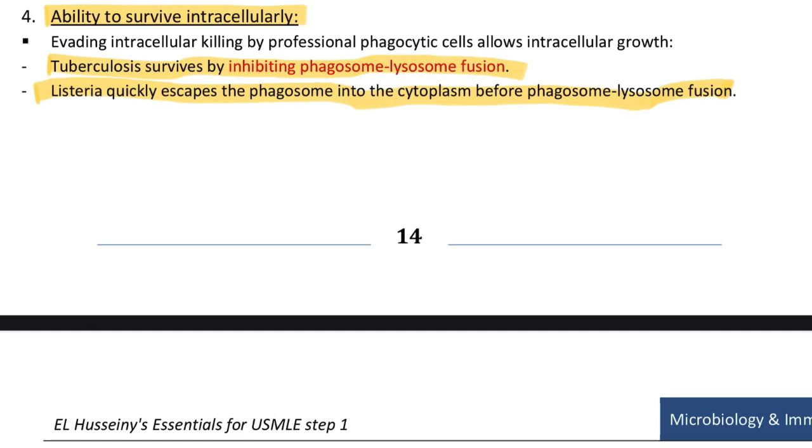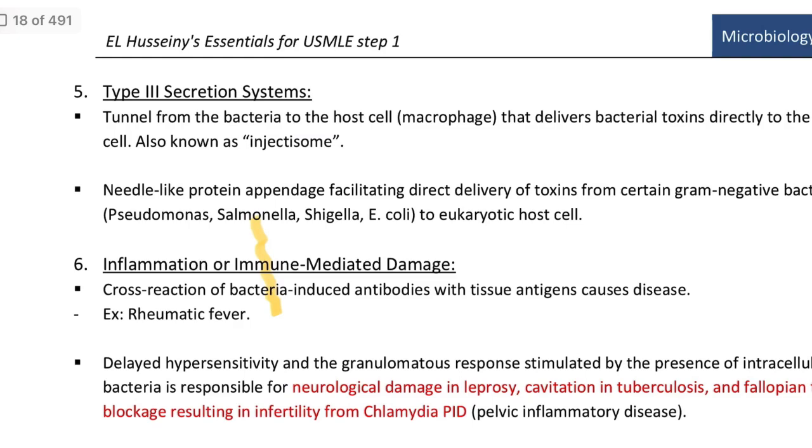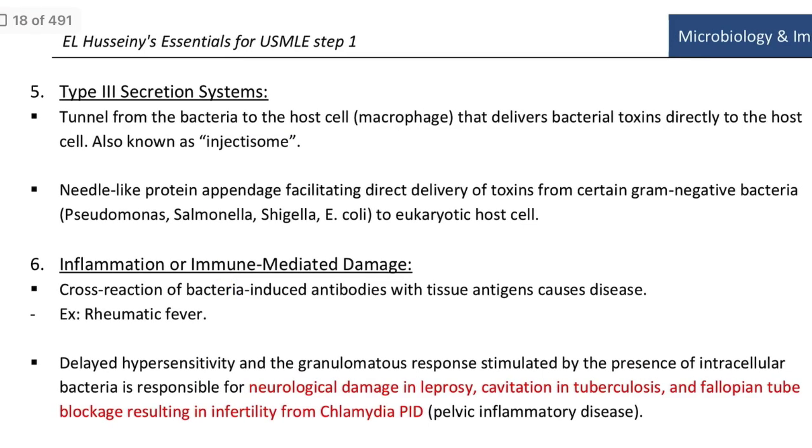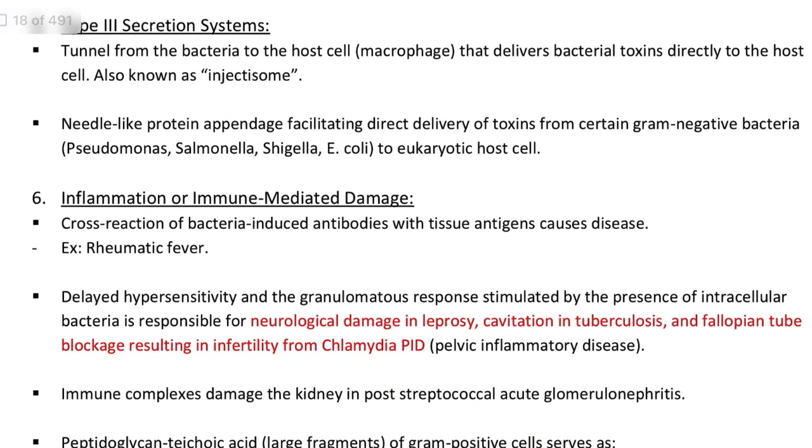Next one, type 3 secretion systems. This is like biological warfare. Bacteria directly inject toxins into host cells. Examples are Pseudomonas, Salmonella, Shigella and E. coli. These bacteria use a needle-like structure to deliver virulence factors into host cells. Examples of effects are watery or bloody diarrhea, tissue necrosis or inflammation, and pneumonia with Pseudomonas.